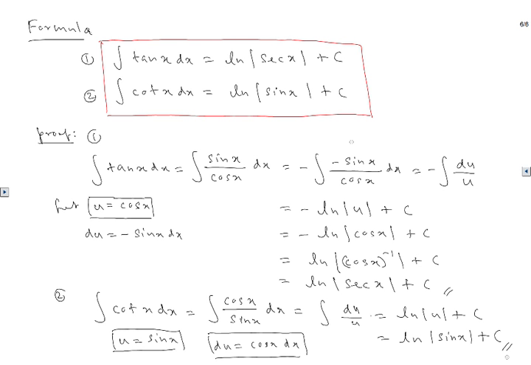Okay. So integral of tan x is natural log secant x. Integral of cotangent x is natural log sine x. Okay, and then how do you prove it? This is how you prove it, and you can use these formulas in the future.